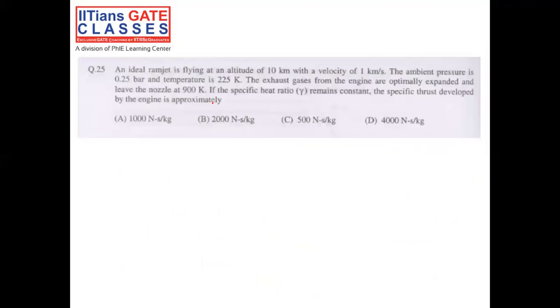Next question: an ideal ramjet is flying at an altitude of 10 kilometer with a velocity of 1 kilometer per second. The ambient pressure is 0.25 bar and the temperature is 225 Kelvin. The exhaust gases from the engine are optimally expanded and leave the nozzle at 900 Kelvin. If the specific heat ratio gamma remains constant, the specific thrust developed by the engine is approximately which of the following?